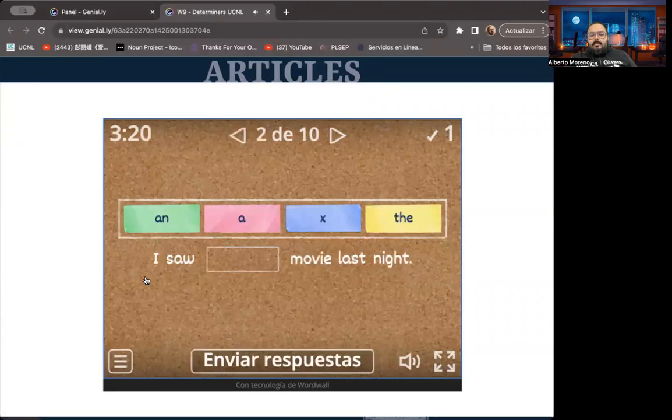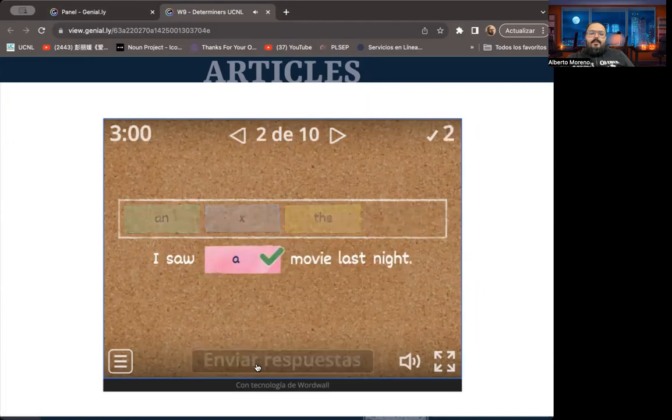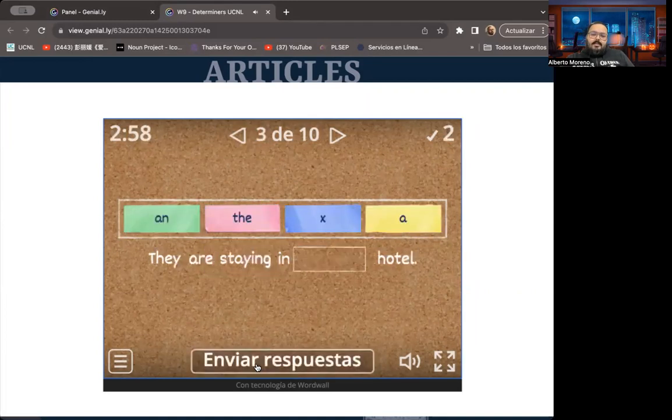Next, I saw movie last night. Which is the answer? An, a, or the movie? The movie, pero no está especificando qué película. Solo dice que una. Hey, I saw a movie last night. Yes, that's right. They're staying in hotel.